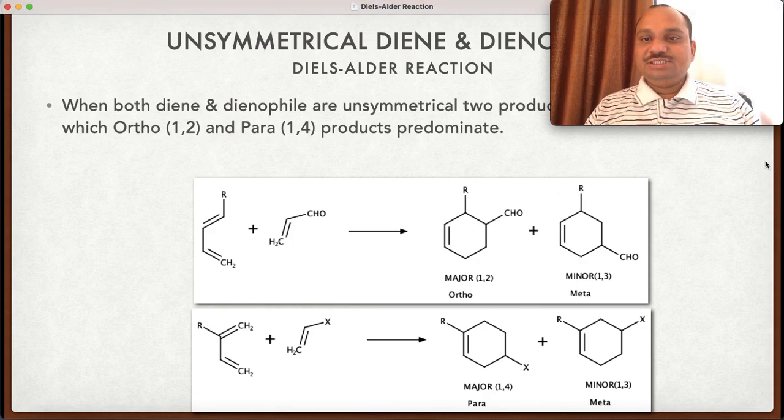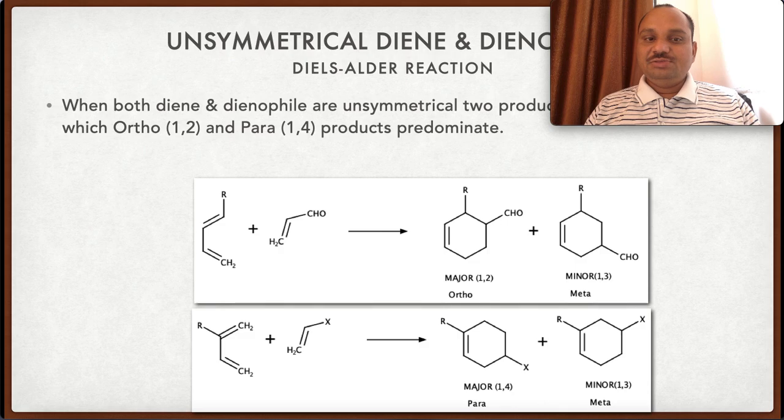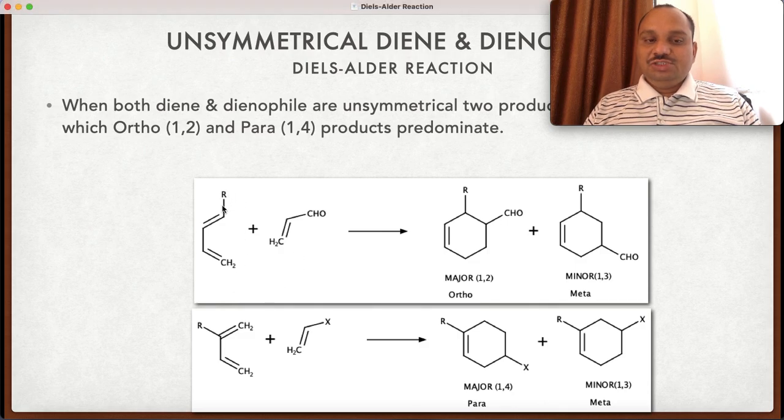Then about the stereochemistry. When both diene and dienophile are unsymmetrical, there is the possibility of the formation of two products. Suppose there is a substitution at carbon number 1 and the dienophile is also substituted. In the reaction, this double bond goes here and forms a double bond here, and this double bond forms a single bond between these two carbons, this new bond, and this double bond breaks and forms a single bond between these two carbons. There is the formation of this product. It is the 1,2 substituted product.